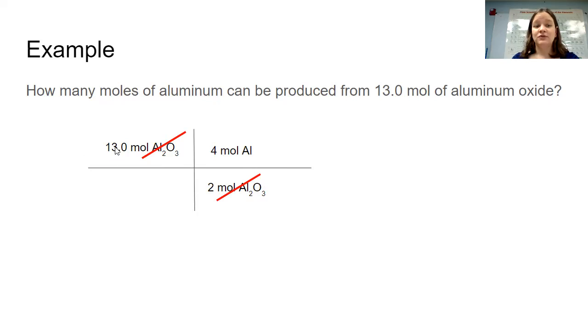So I do the math. I do 13 times 4 divided by 2. Remember, you can do this in any order. 4 divided by 2 is 2. So 13 times 2 gives me 26 moles of aluminum.